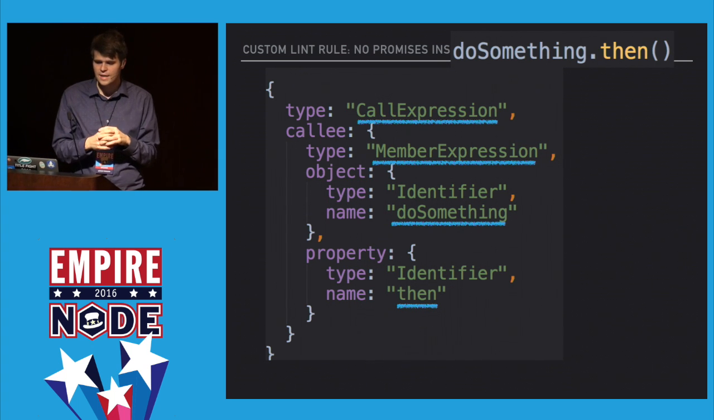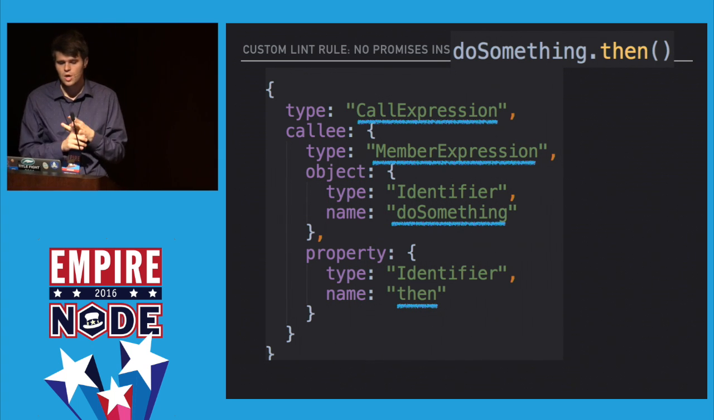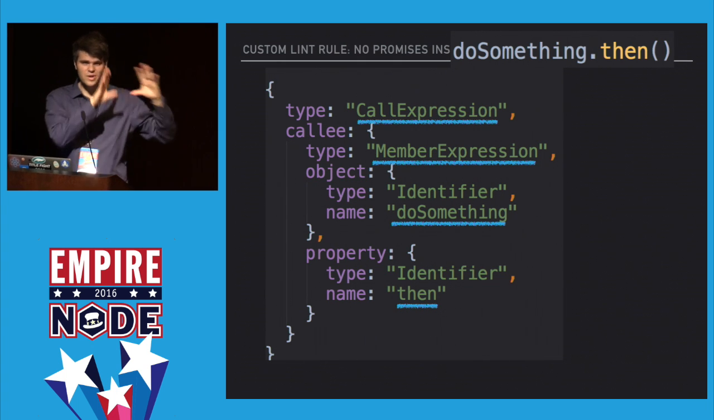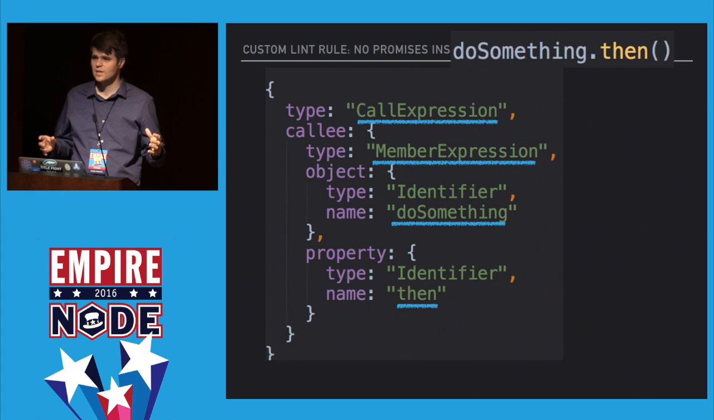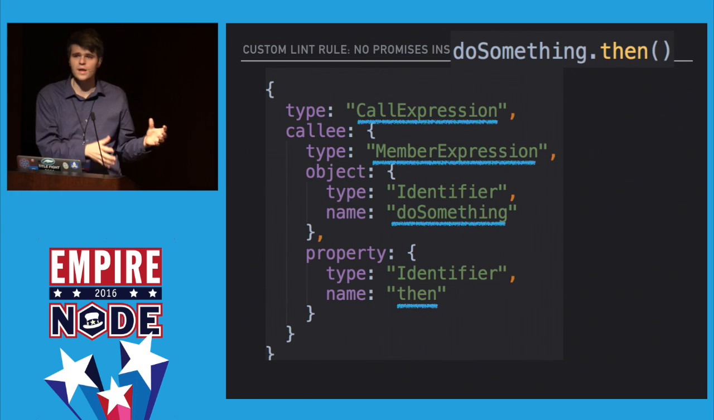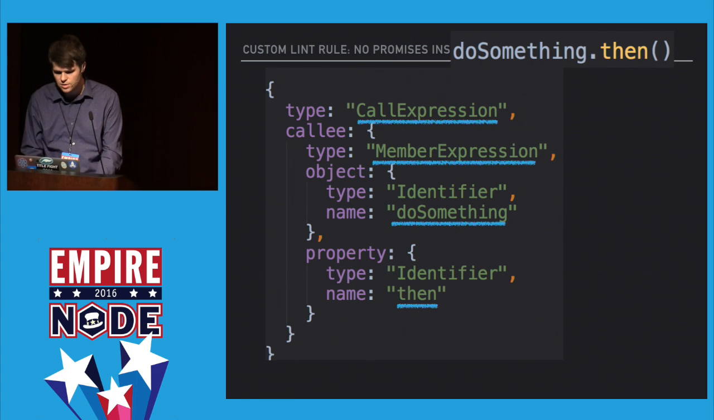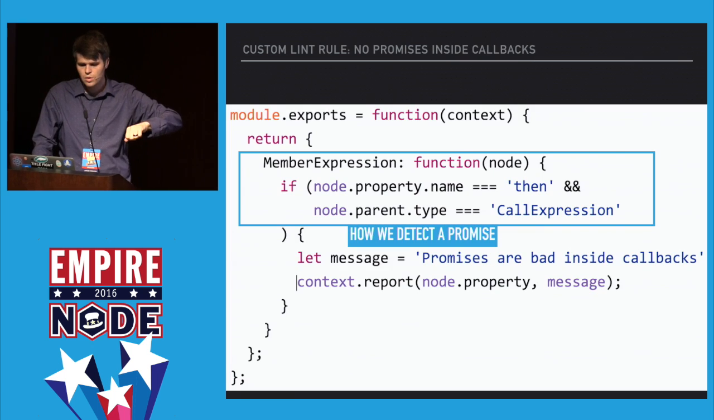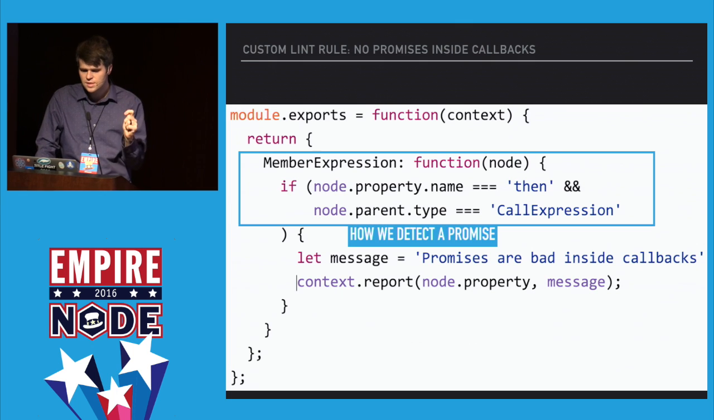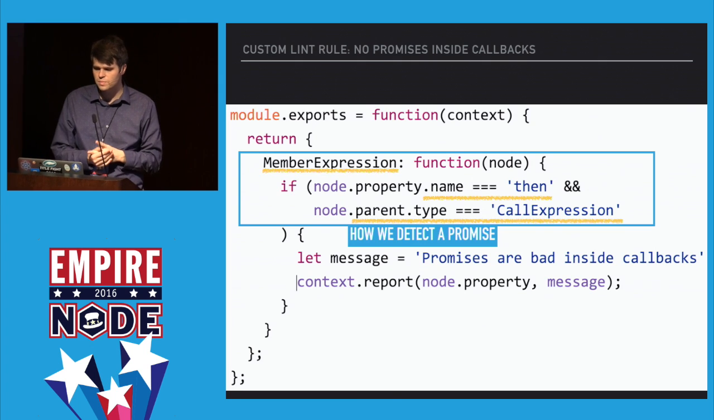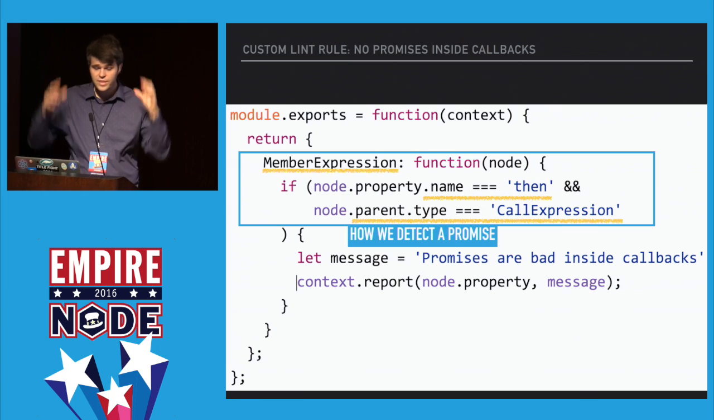Anytime I see, in AST form, a call expression with a member expression with a property of then, I can say, okay, this roughly looks like a promise. And so I can use that. Once I recognize that pattern, I can use that to identify promises anywhere in ESLint. So here, let's go back to our code. This is now our rule code, our custom rule. We say, okay, if we have a member expression with a property name of then and a parent type of call expression, then we have a promise.